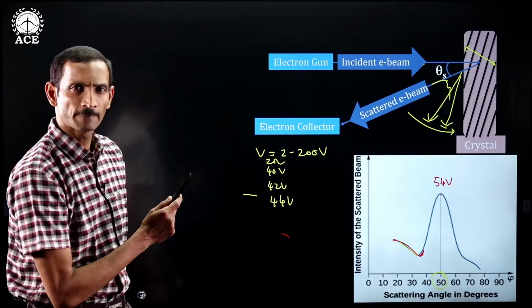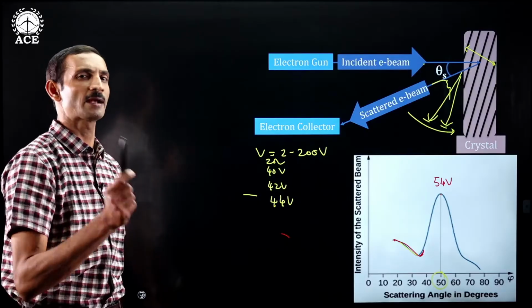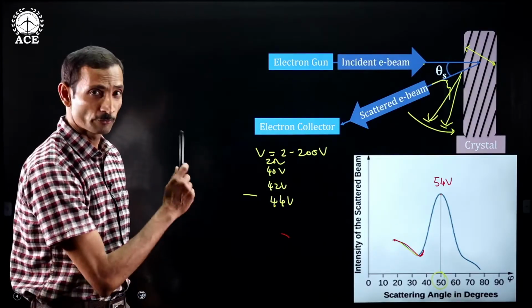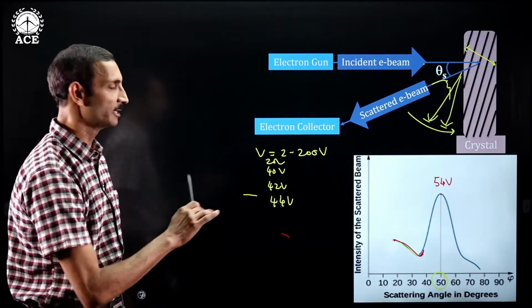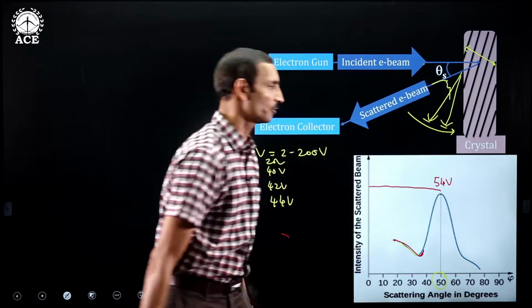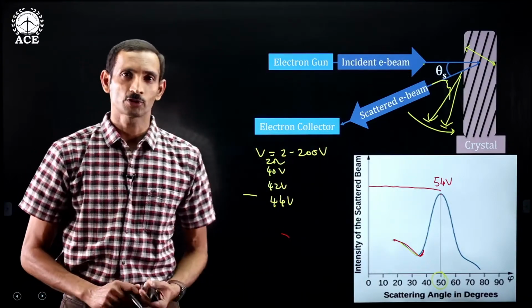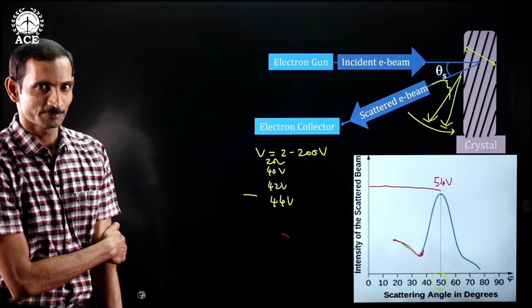So it shows that these electron beams that are scattered in a given direction of scattering angle around 50 degrees, at 54 volts of the applied potential have shown maximum value of the intensity. So there exists maximum intensity. So this maximum intensity is found out. Now what they were checking actually, electron beams are nothing but particles.